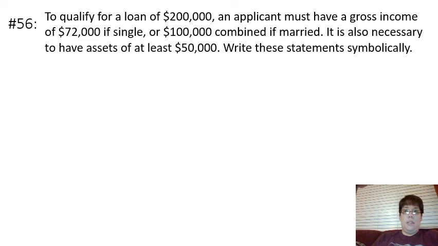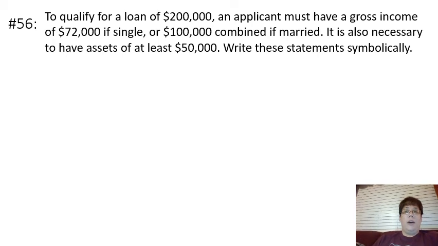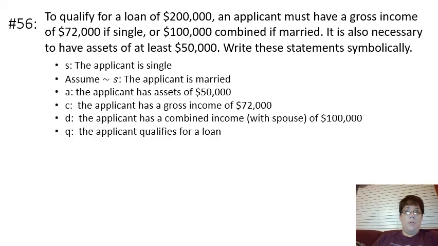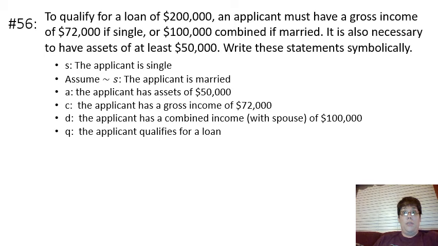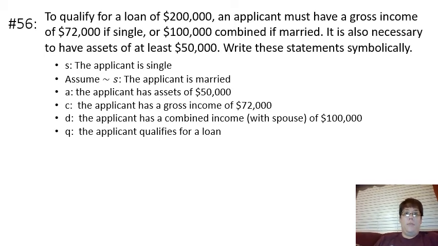Let's take all of these statements. In your homework, you'll have problems like this, and they will actually go ahead and list out all of the logical statements for you. So here they are, all of the statements that came with this problem. All right, S: the applicant is single. Then if S is single, assume that not S means the applicant is married. All right, A is going to be that the applicant has assets of $50,000.